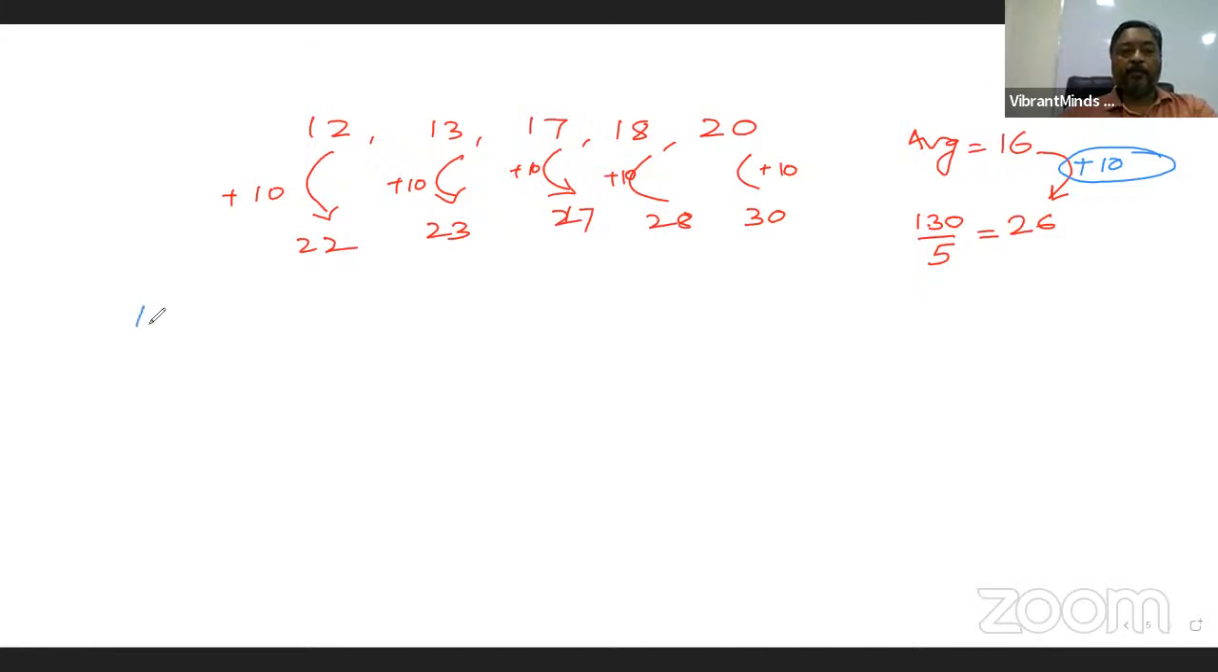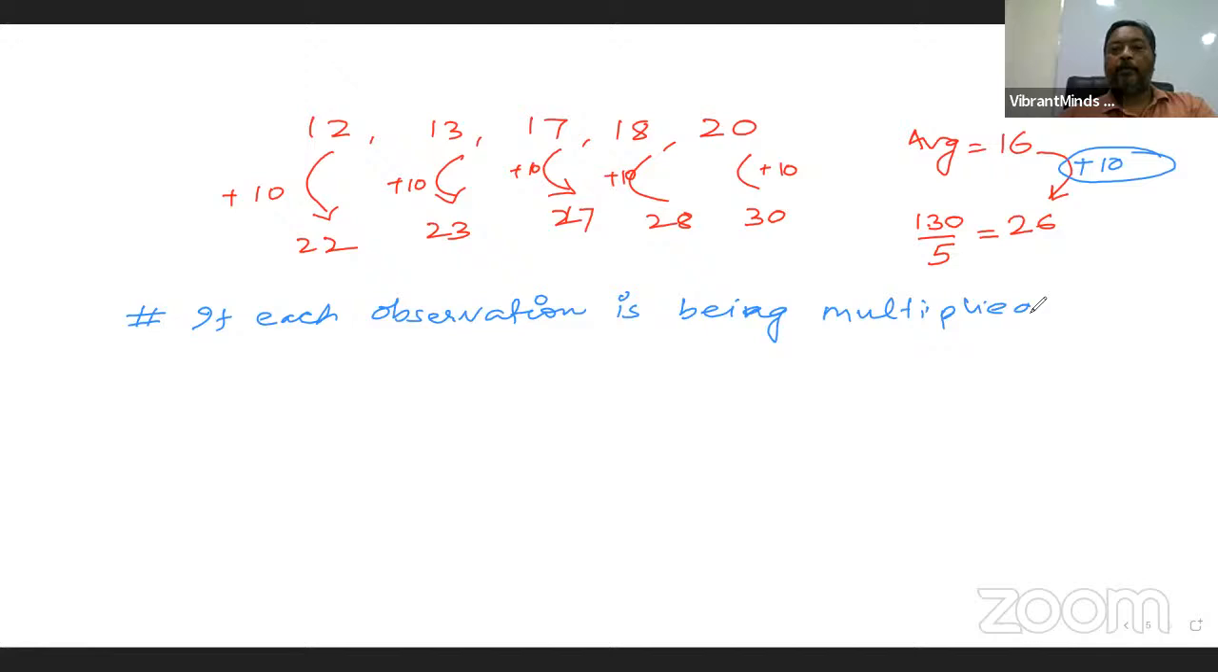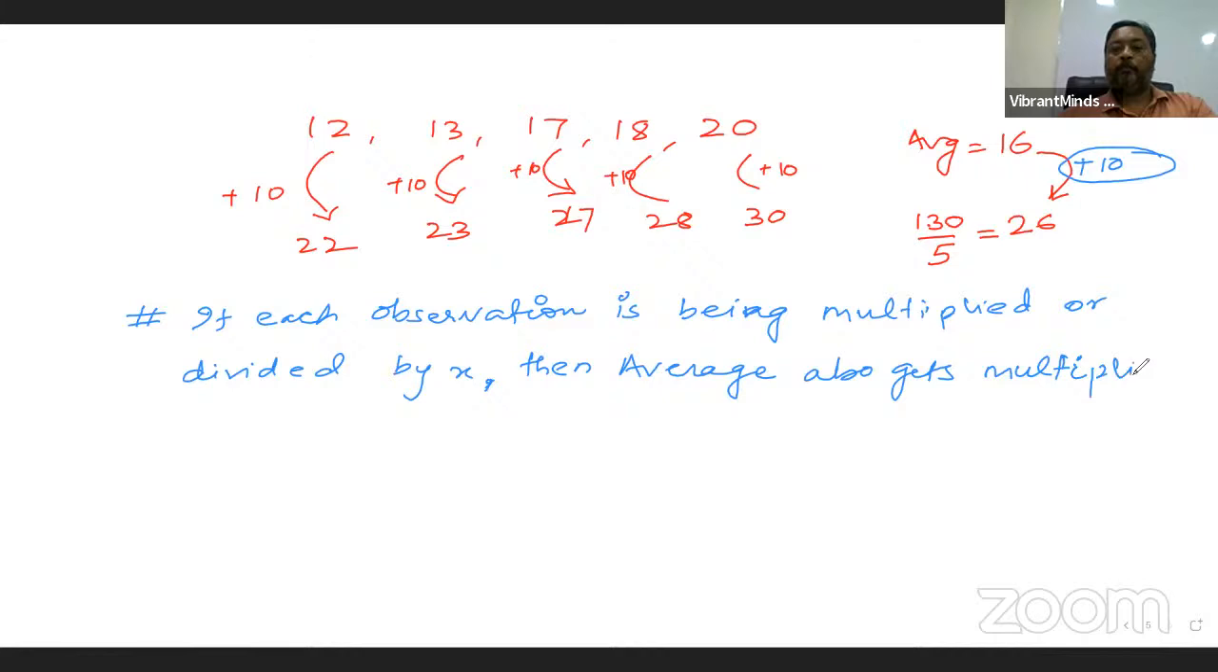Similarly, my next rule is, if each observation is being multiplied or divided by X, then the average also gets multiplied or divided by X. Suppose I am taking the same example.